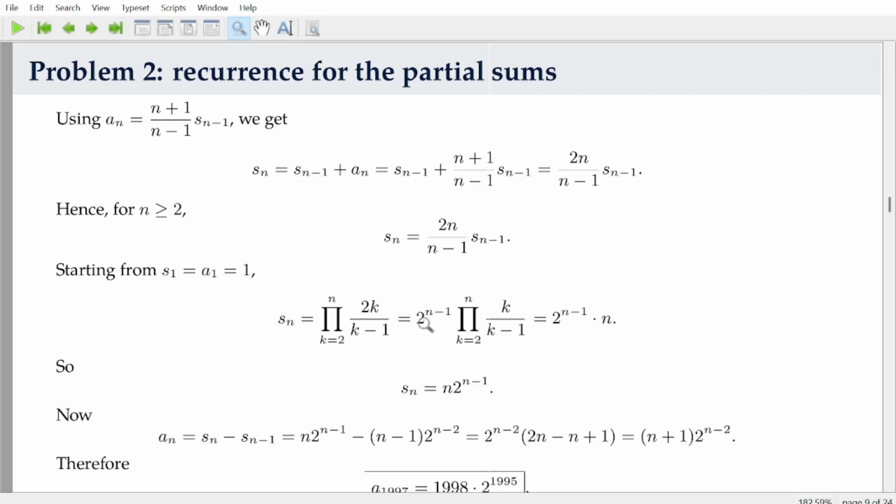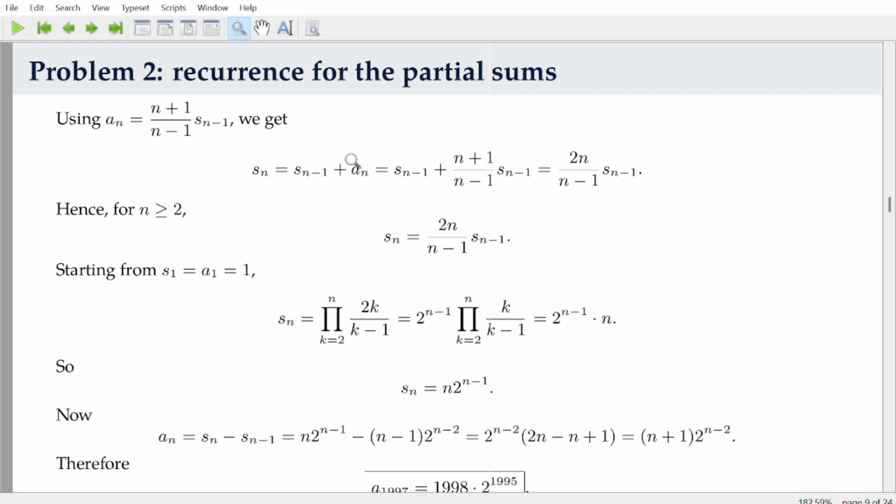And so this product is 2 to the power of n minus 1 times the product from k equals 2 to n of k over k minus 1. That is going to telescope, because if you look at that product, there's 2 divided by 1 times 3 divided by 2, and the 2's cancel on the numerator and denominator, and then times 4 divided by 3, and everything cancels. The only thing that doesn't cancel is the n at the very end. So we're left with 2 to the n minus 1 times n as our nth term of the sequence of partial sums. So we know that s sub n is n times 2 to the n minus 1.